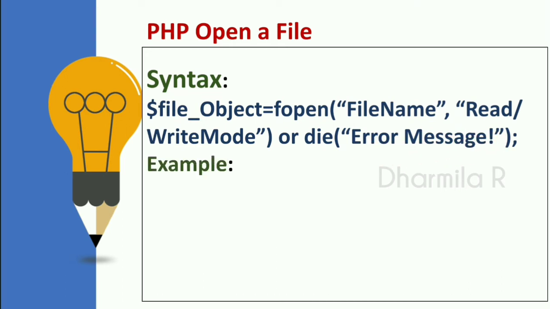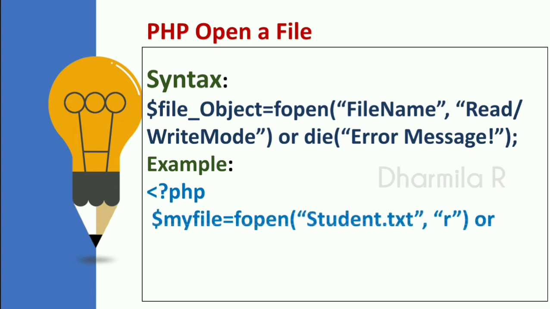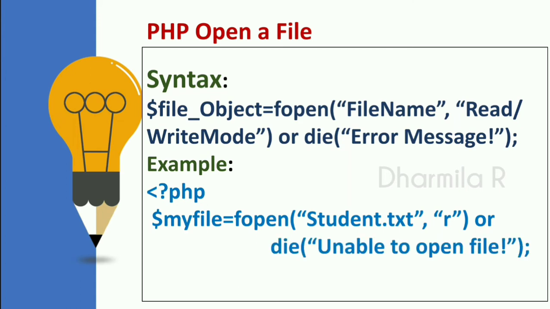For example, PHP open tag, and here we have the object $myfile equal to fopen, and here this is the name of the file and it is a text file. And what permission have we given? Read permission, and then or. If the file is not available, we have to say "unable to open the file" in the die function. Then we have to close the PHP tag.